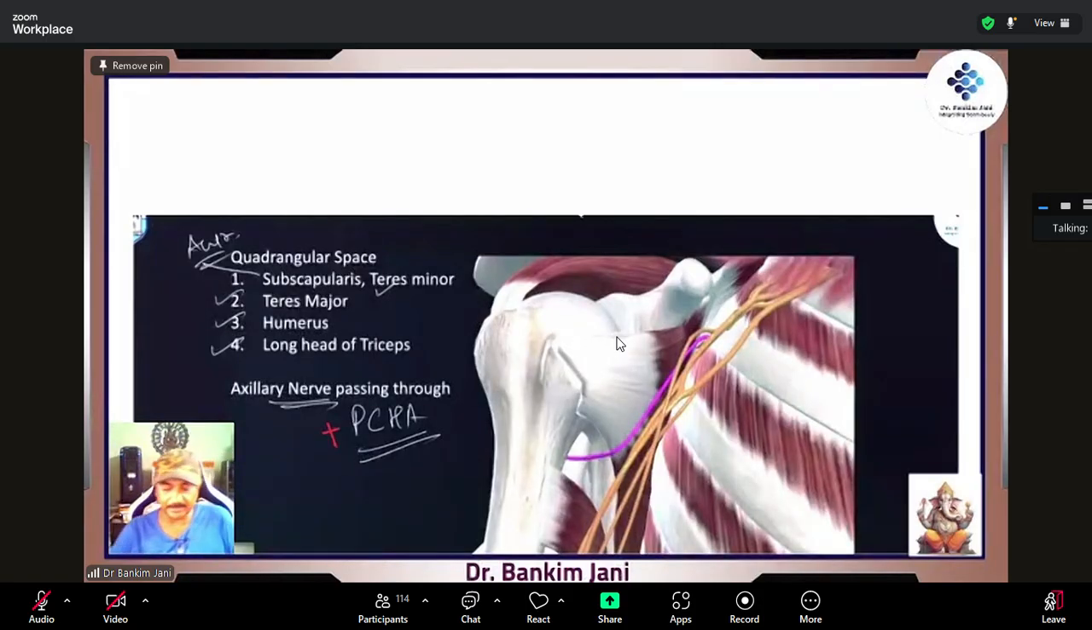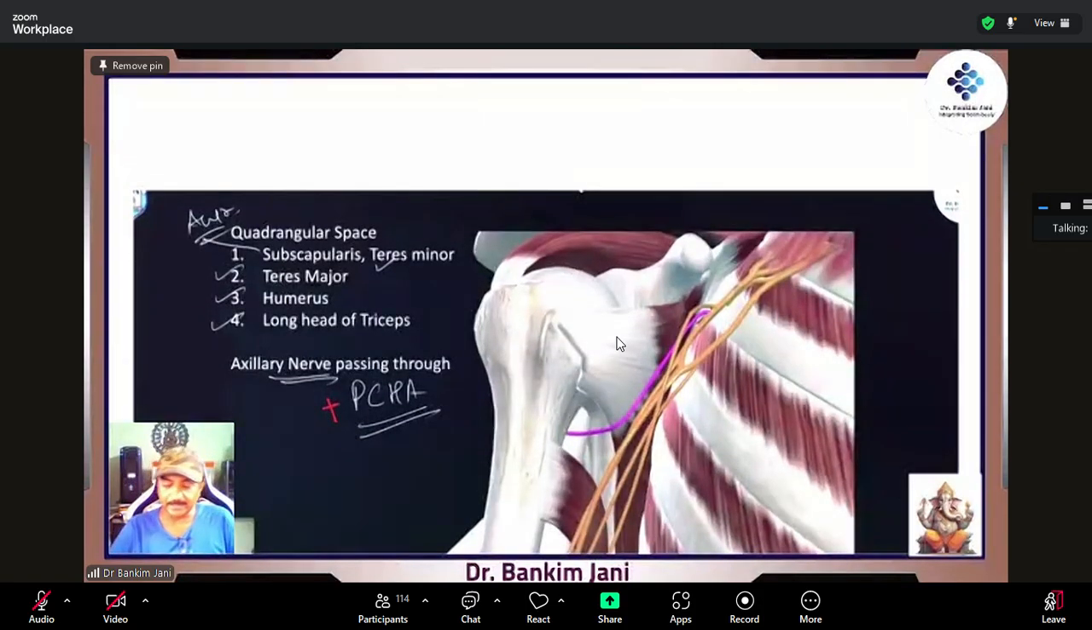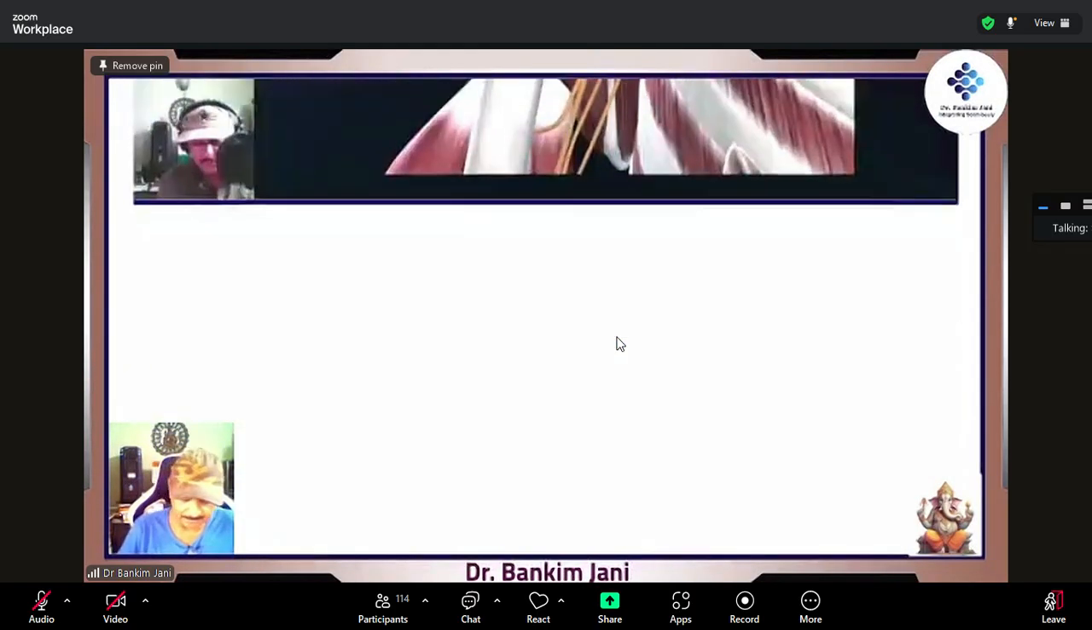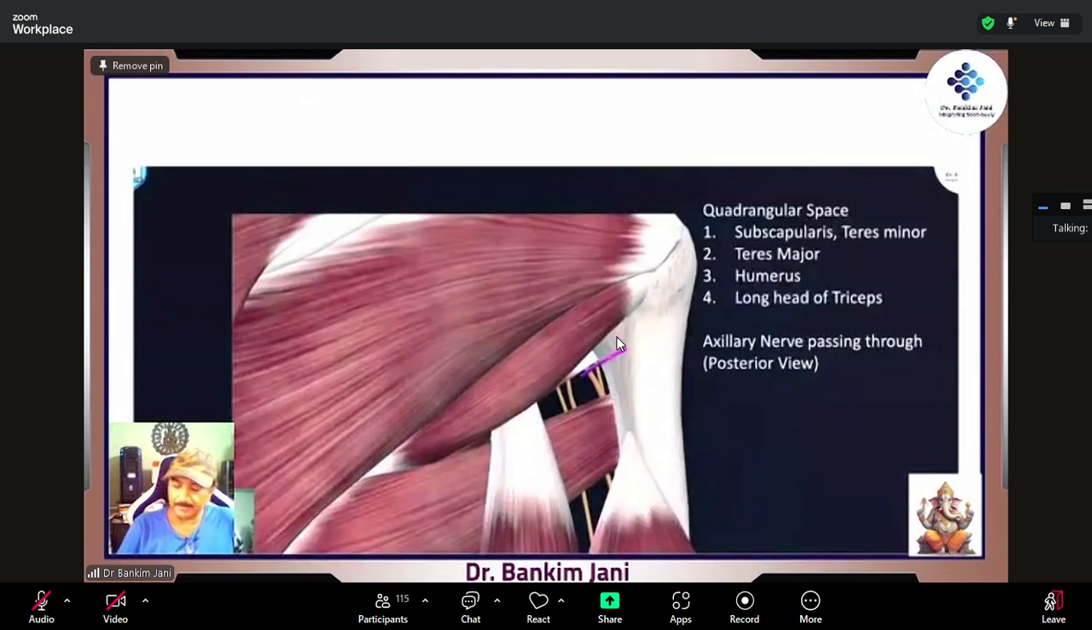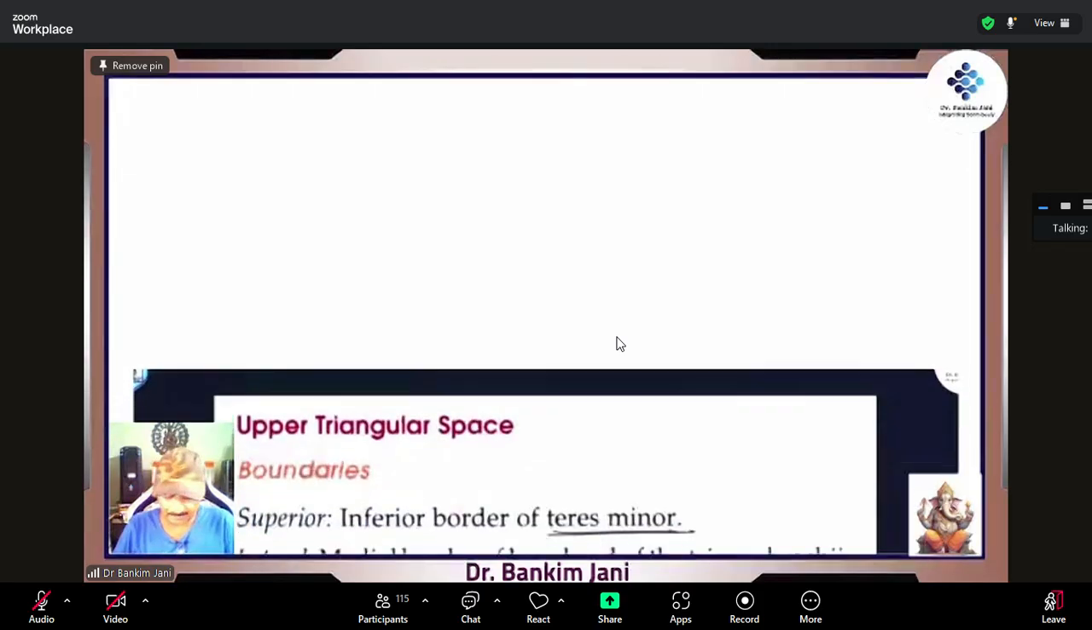Yes, we have already seen that, right? This is the axillary nerve, which is part of the posterior cord. Posterior cord. That's right. Then we have the axillary nerve, which is passing through, right? This is the posterior view. This is the axillary nerve. Surgical neck, when we say like that.